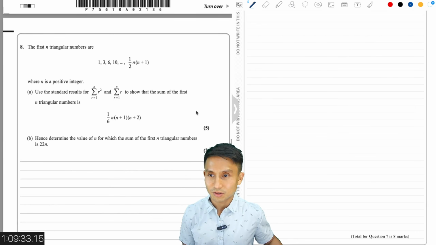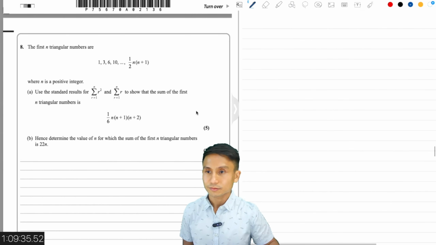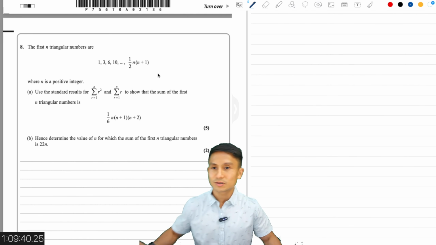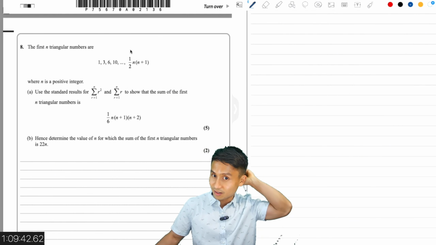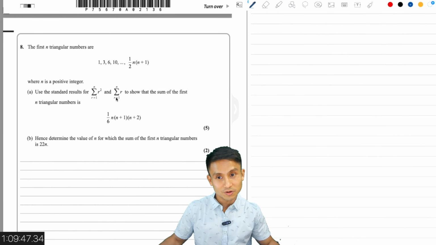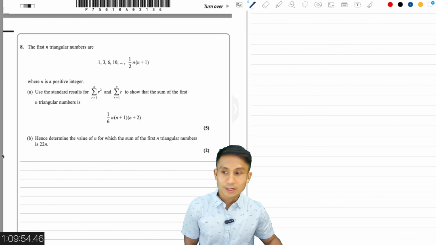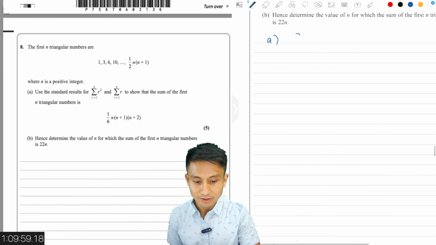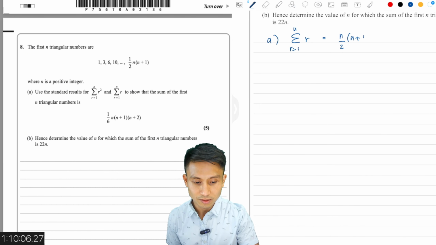Next, number 8. Is that number 8? Yeah. The first n triangular numbers, where n is a positive integer, use standard results of r squared and r summation to show that the sum of the first n triangular numbers is that, right? Okay, so r squared and r. The sum of r from 1 to n would be n over 2 times n plus 1. We should know that.